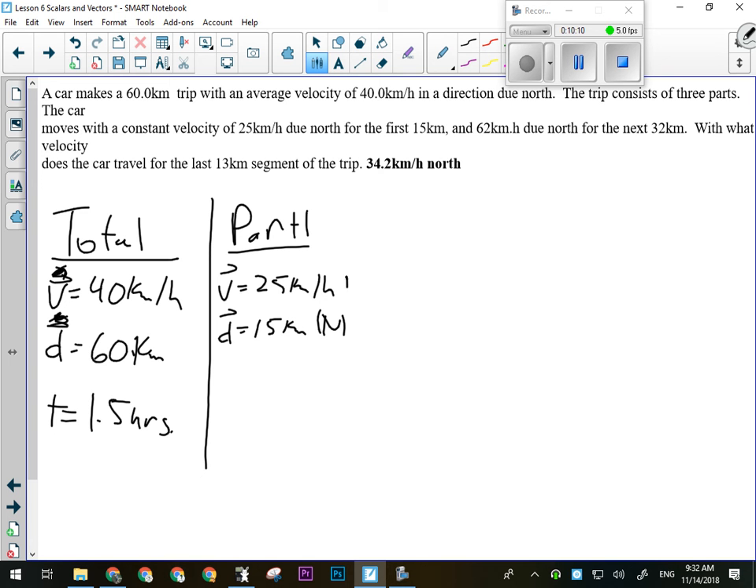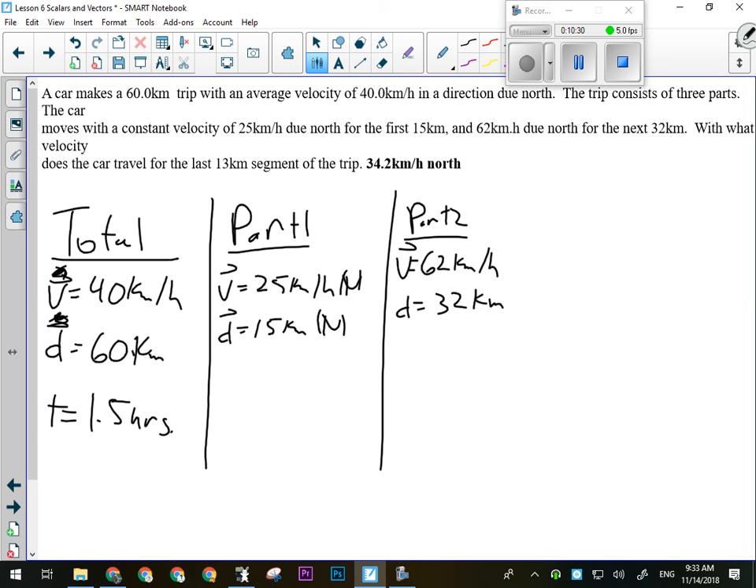All of these are north, which is why it really doesn't matter. There's no change in direction here ever. Okay. Then we got part 2. In part 2, it's 62 kilometers per hour, and that is for 32 kilometers. And then in part 3, all we know is that the last part is 13 kilometers.